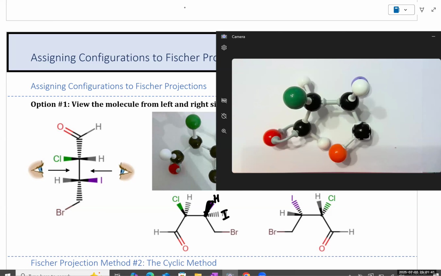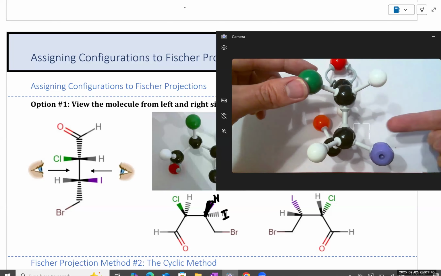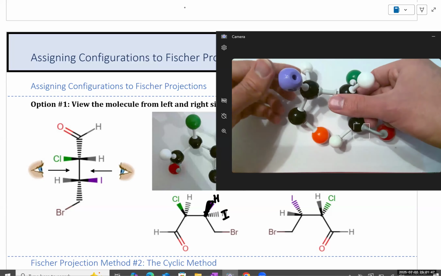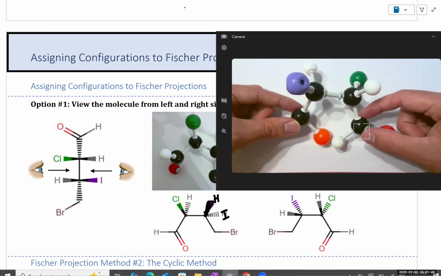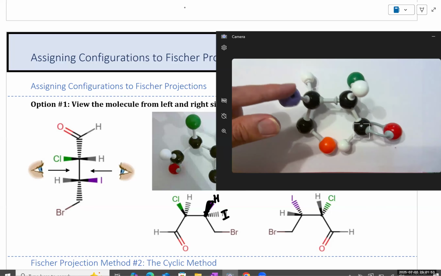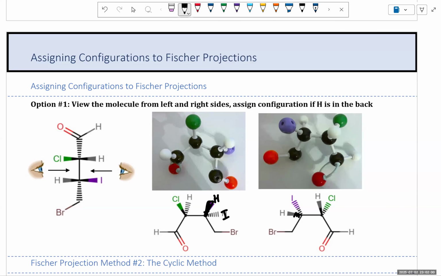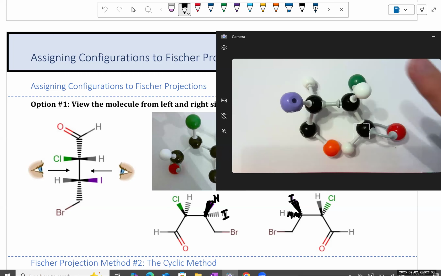Okay, let's see the other perspective. So in this case, we have the following view. Let's look at it from the right. So looking at it from the right, we have the aldehyde on the right, the alkyl bromide on the left. This time, the iodine is wedged, and the hydrogen is dashed. Additionally, the hydrogen is wedged, and the chlorine is dashed.